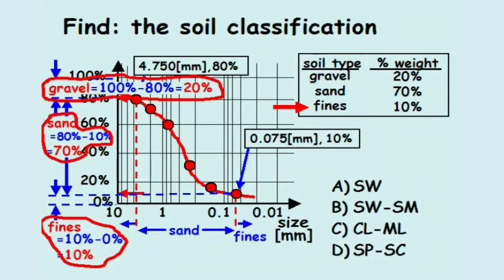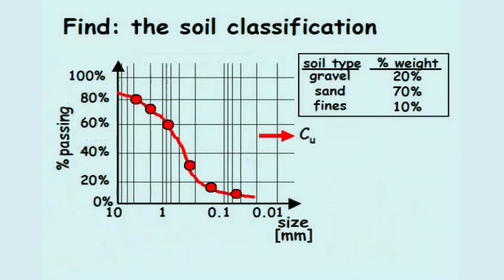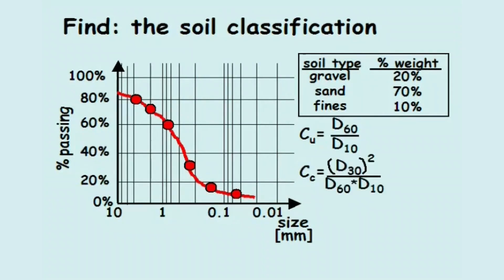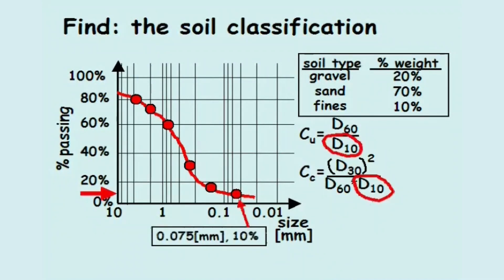Since there is no more than 12% fines by weight in the sample, we must calculate the coefficient of uniformity and the coefficient of curvature, which are based on the values of D10, D60, and D30. D10 refers to the diameter at which only 10% of the soil by weight can pass through. Here, our D10 value is 0.07 millimeters.